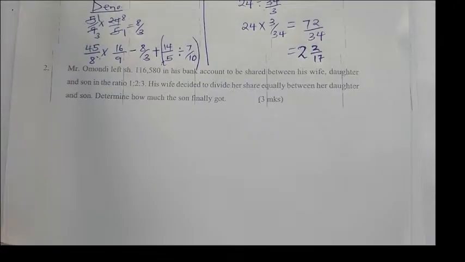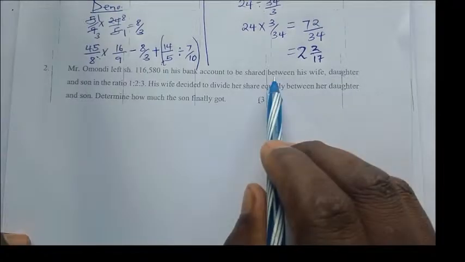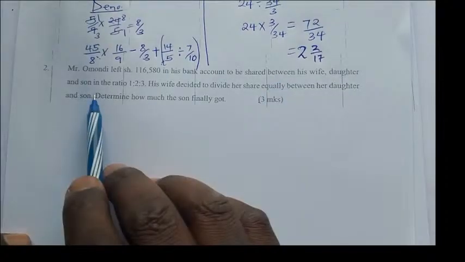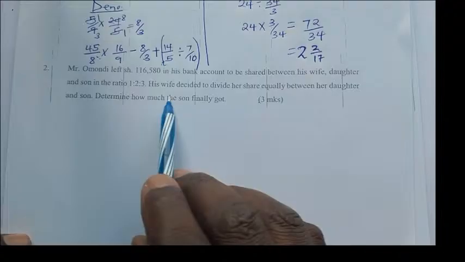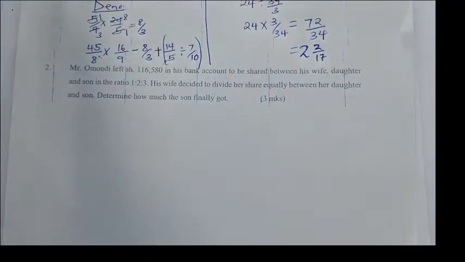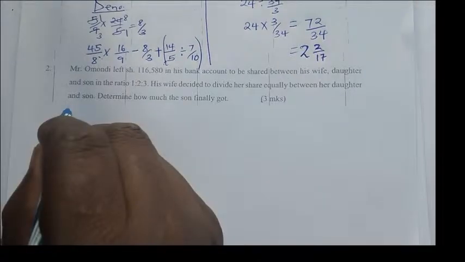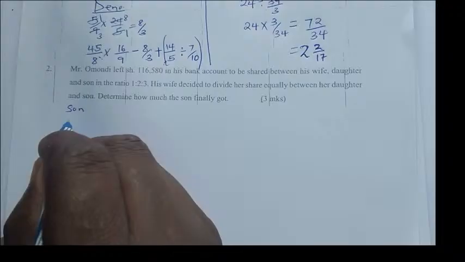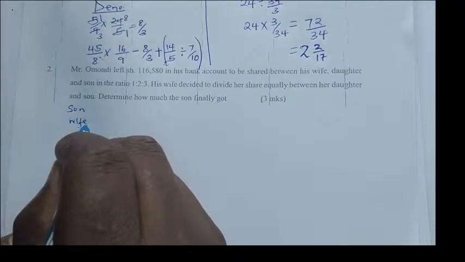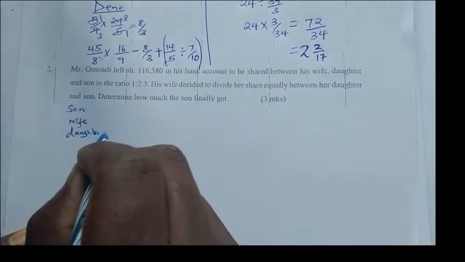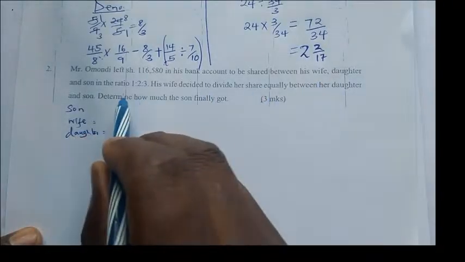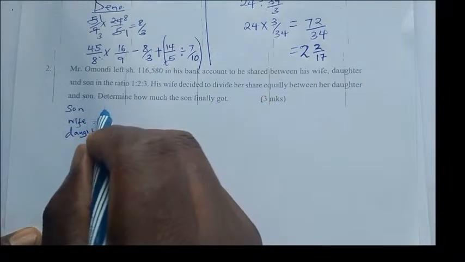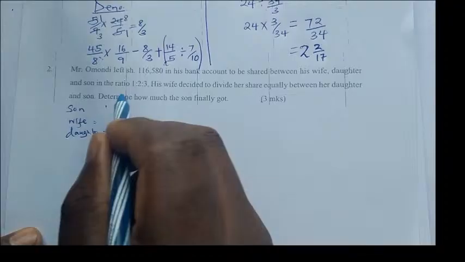Mr. Mond left shillings in his bank to be shared between his wife, daughter and son, in the ratio given. His wife decided to divide her share equally between her daughter and son. Determine how much the son finally got. So we have the son, we have the mother, the wife that is, and then we have the daughter. So they shared in the ratio 1:2:3. So the total ratio is 6.